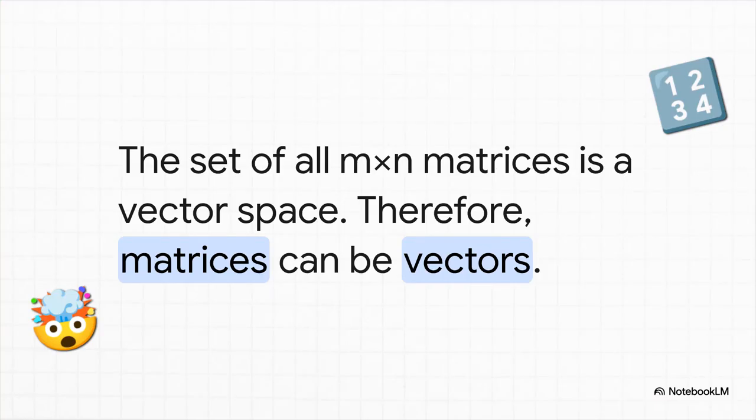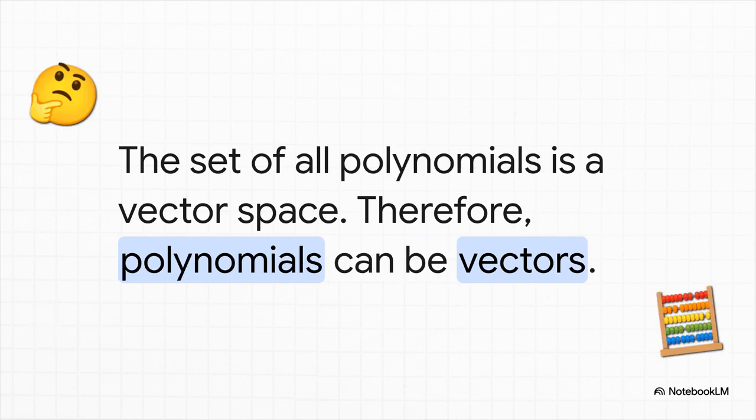Get this. You can add 2 matrices together, right? And you can multiply a matrix by a number. Well, it turns out those operations follow all 10 axioms, which means a matrix can be a vector. Wild. And it doesn't stop there. Think about polynomials. You can add them, you can multiply them by a constant, and, yep, you guessed it, they obey all 10 rules. So, a polynomial can be a vector too.